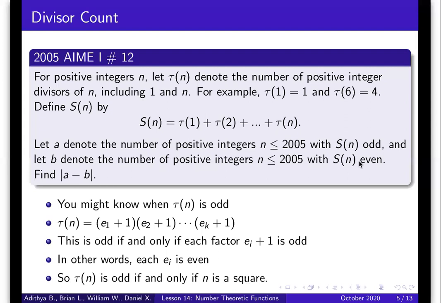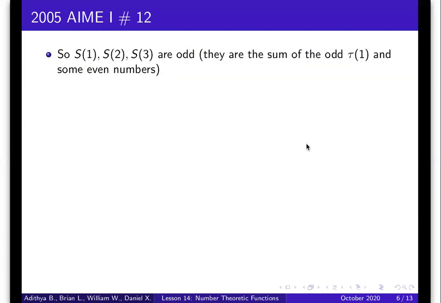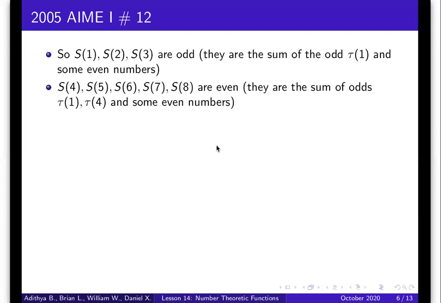So we're not exactly concerned with tau, but we're concerned with the sum of taus, tau of 1 through tau of n. So we can see that s of 1, s of 2, and s of 3 are odd, because tau 1 is odd, but tau 2 and tau 3 are even. So tau 1 is odd, tau 1 plus tau 2 is odd, and tau 1 plus tau 2 plus tau 3 is odd. But when we get to tau 4, that's also odd. And so s is going to switch sign.